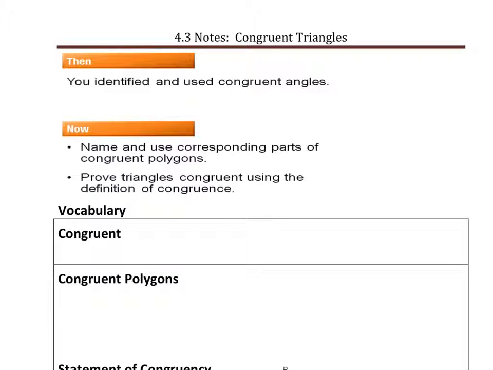Hi everyone, this is the third section of Chapter 4, Congruent Triangles. We're going to be talking in this section about how to identify corresponding parts, that is, parts of two different congruent triangles that correspond to each other, such as segments or angles, and we're going to prove triangles congruent using congruence of those corresponding parts. Okay, so let's get started.